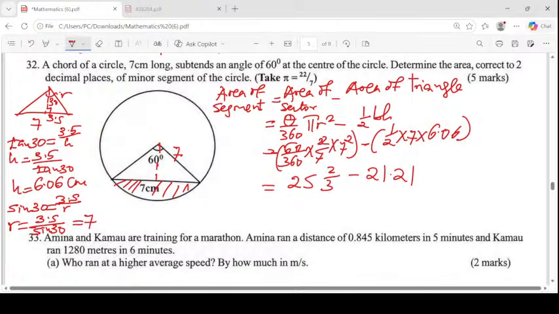So when you subtract this, what are we going to get? We get 4 whole number 137/300, which is equal to, to 2 decimal places, 4.46. This is in square centimeters.